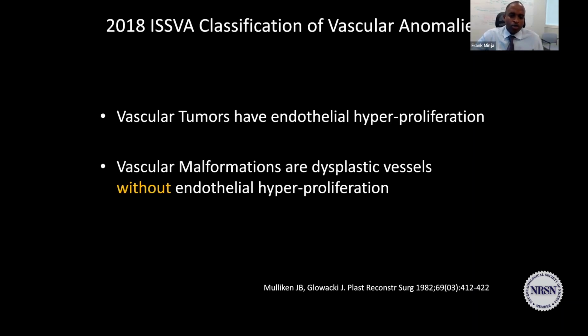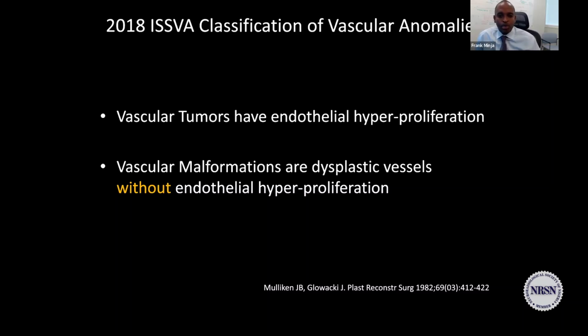Why is that important? So back in 1982, right? This is more than 40 years ago, okay? These two authors, Mulliken and Glowacki, came up with a very important paper that is a seminal paper and has stood the test of time. So whenever you find something that has stood the test of time for 40 years, that means it's probably the truth, right? So basically, they branched out the vascular anomalies into vascular tumors versus vascular malformations.